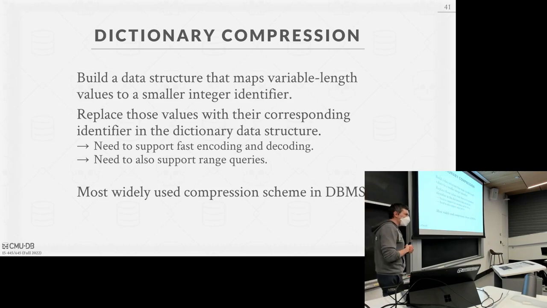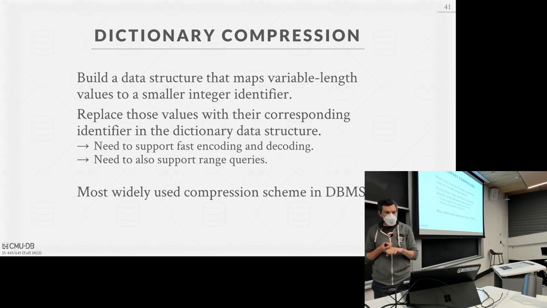So again, most people think of compression, and if you know a little bit how like maybe gzip and lz4 all work, they're basically doing some variation of dictionary encoding. The idea here is that we're going to build a separate data structure on the side that's going to map unique identifiers to some kind of variable length data. And then we'll replace the values in our column with that identifier code rather than storing the original string or the original variable length data.